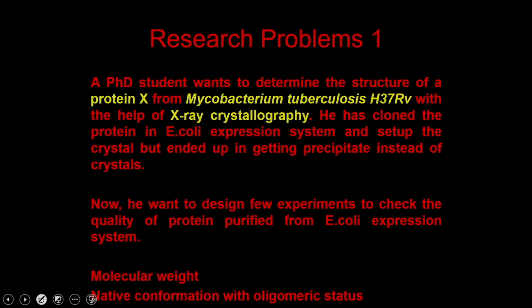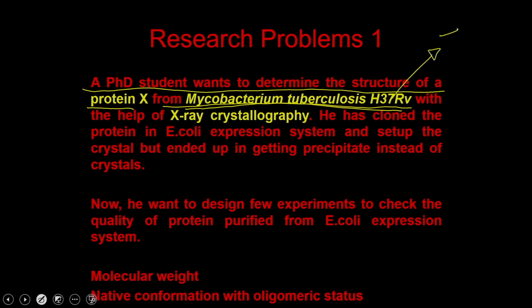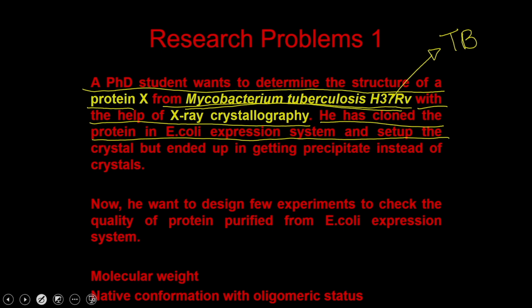The first question is about a PhD student who wants to determine the structure of a protein X from Mycobacterium tuberculosis H37Rv, the causative agent of TB, or tuberculosis, with the help of X-ray crystallography. He has cloned the protein in an E. coli expression system, purified the protein and set up the crystals, but he was getting a precipitate instead of crystals.